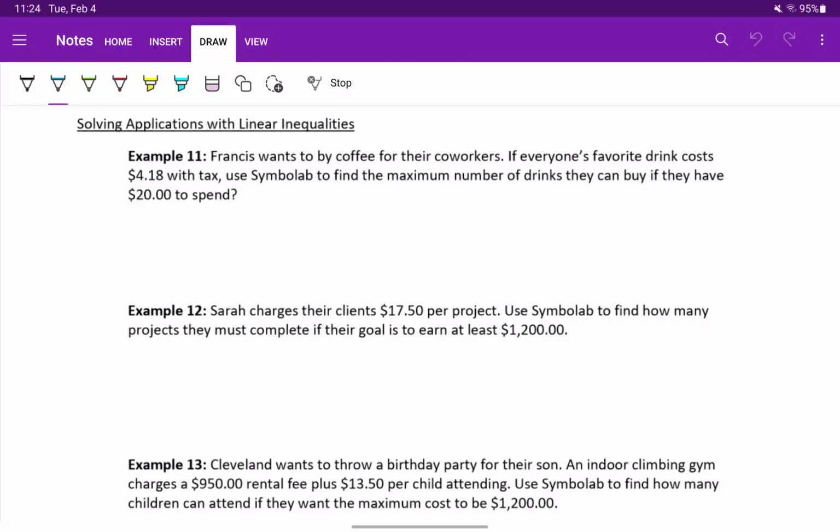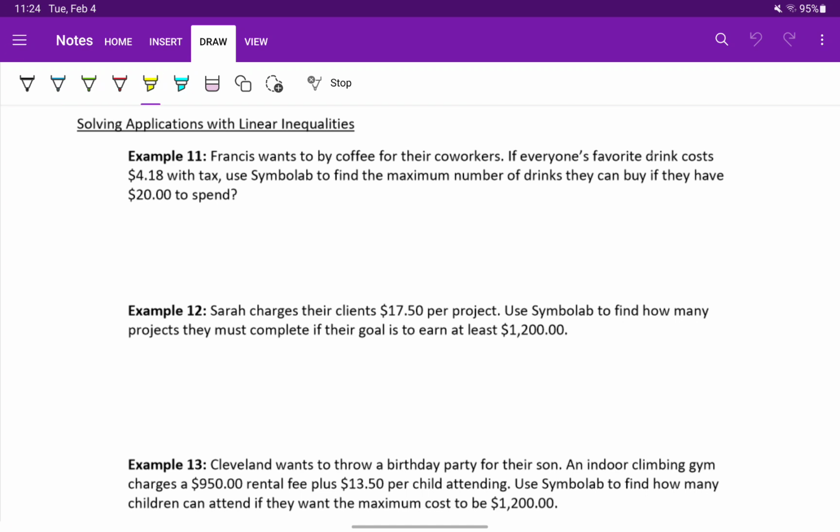In the next few examples, we'll look at setting up some linear inequalities and use Symbolab to solve those. In example 11, Francis wants to buy coffee for their coworkers. If everyone's favorite drink costs $4.18 with tax, we want to find the maximum number of drinks they can buy if they have $20 to spend.